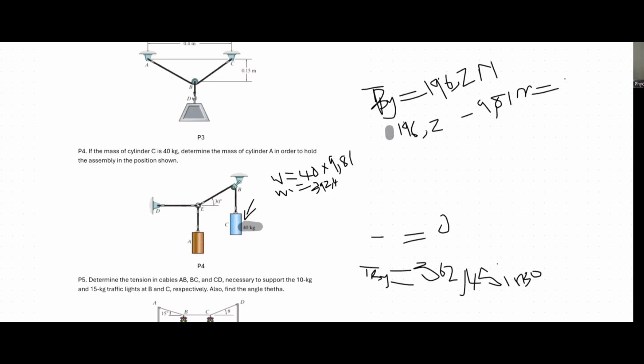So we are going to take this to the other side and divide both sides by 9.81. So our mass is 196.2 divided by 9.81, which is 20 kg. This is our answer. We have determined the mass of cylinder A. Our mass for cylinder A is 20 kg. So we're going to the last sum.